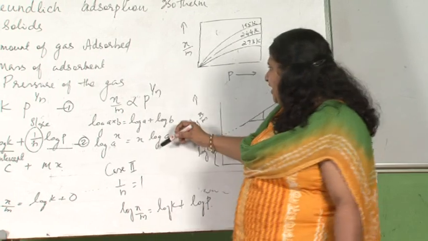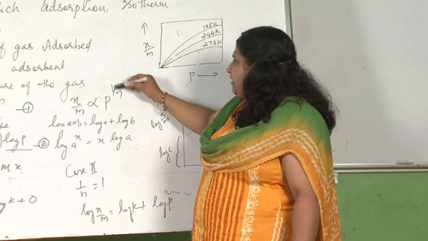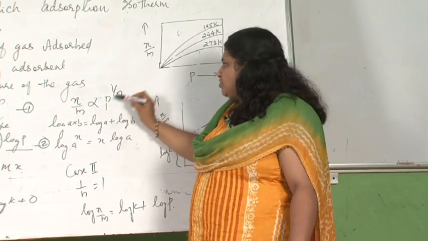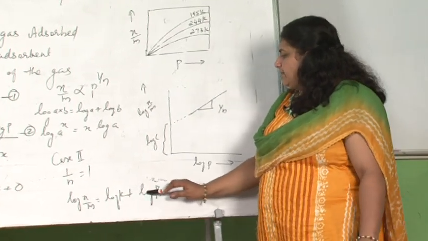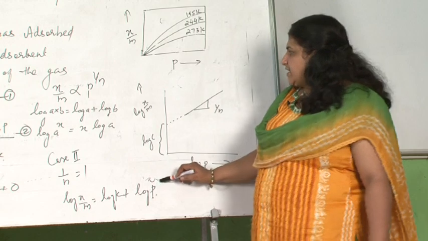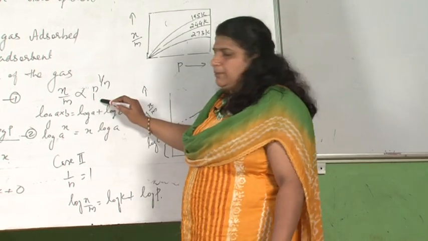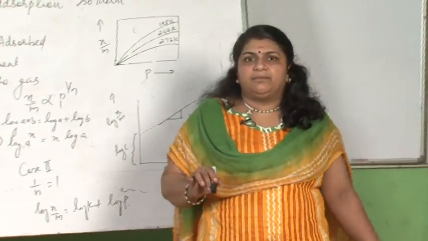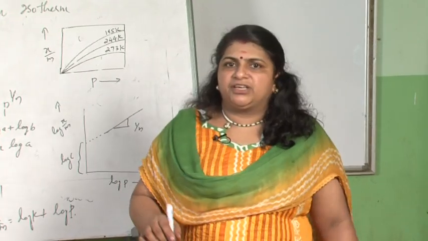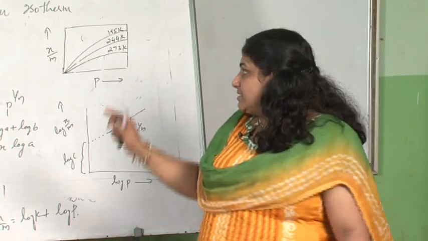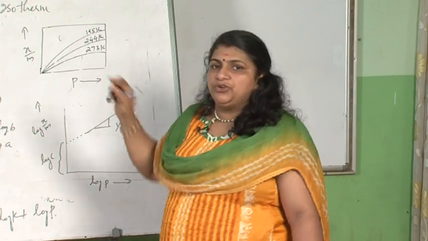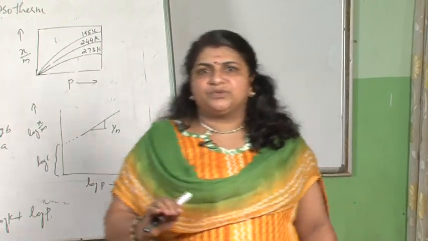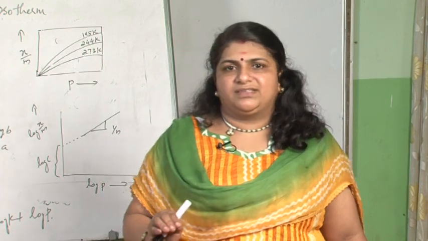Case 2, if 1 by n is 1, x by m is proportional to p. If 1 by n is 1, log x by m is equal to log k plus log p. In this case, x by m is directly proportional to pressure. So x by m depends on pressure in that case.